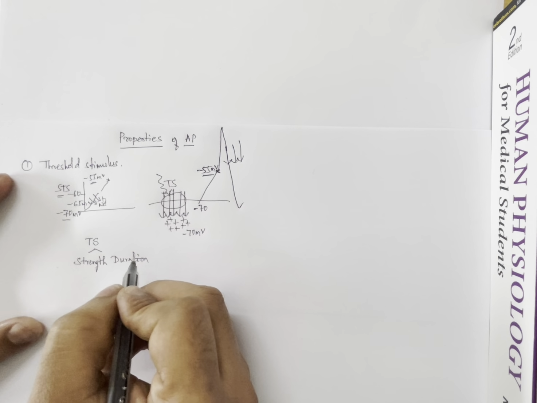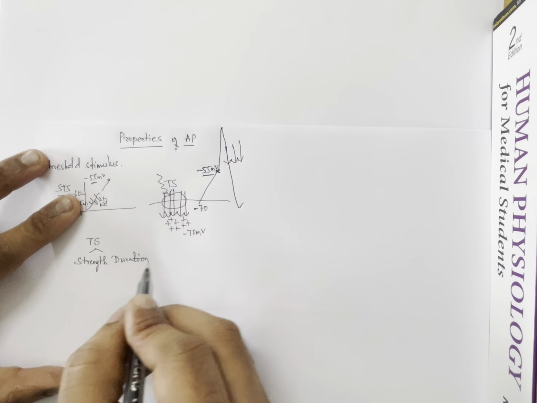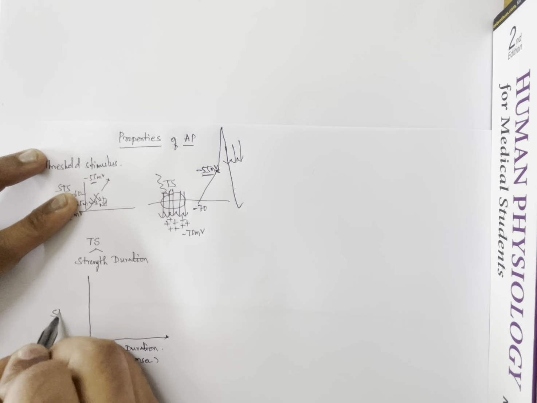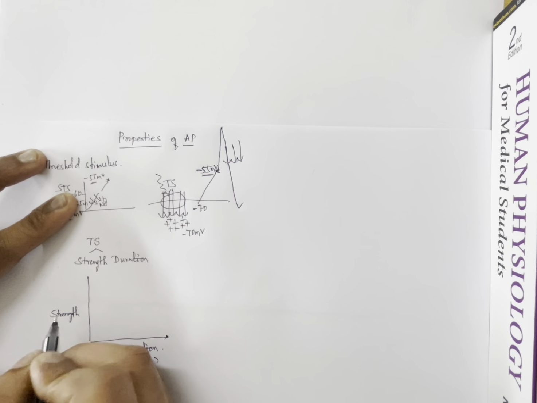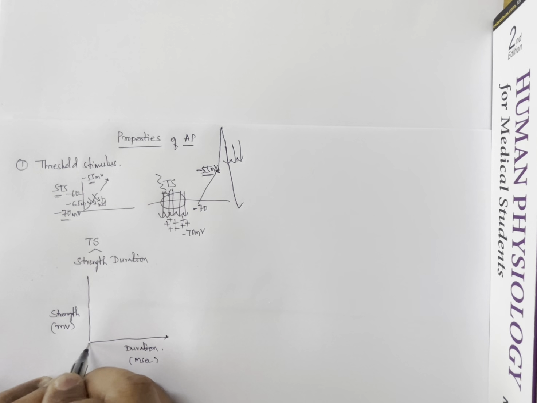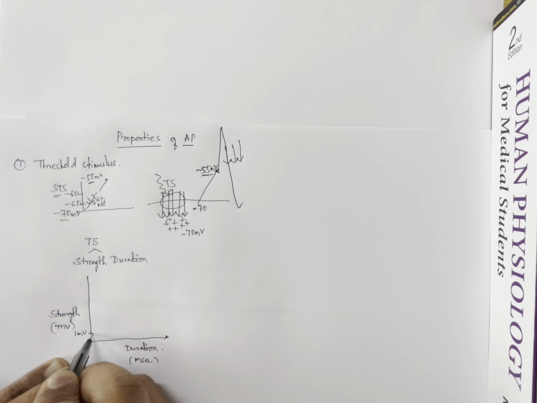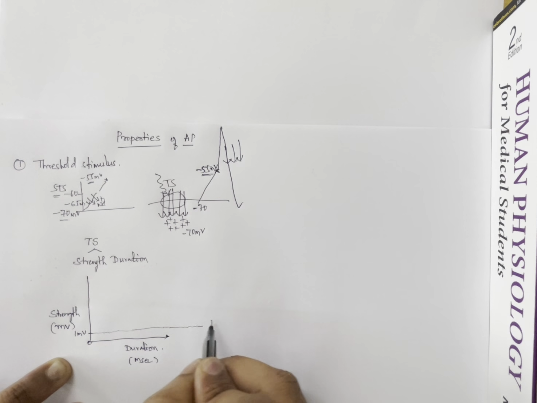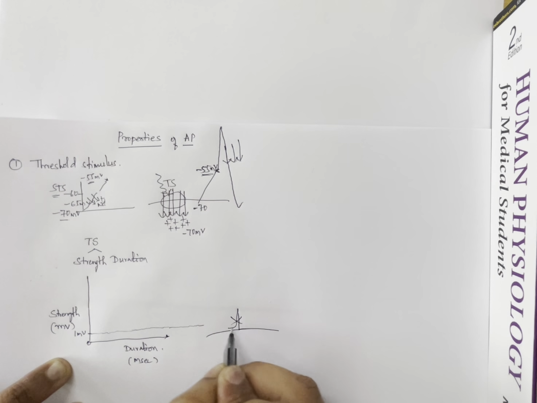So we can explain the relation between the strength and duration in terms of a graph, that is strength duration curve. In x-axis we plot duration in milliseconds. In y-axis we will plot strength of the current in millivolts. So consider now, this is 0, this is 1 millivolt current. If you apply 1 millivolt current for whatever long duration, even for hours together, there is no generation of action potentials over the cell membrane.